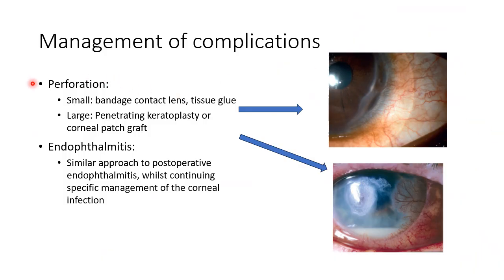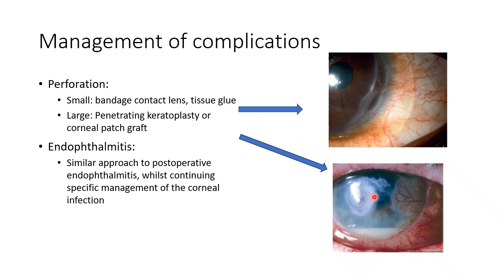So, how do you manage the complications? Say there is a perforation, a small perforation somewhere in the corneal periphery, it can be managed by a bandage contact lens. So this is what the bandage contact lens is, a transparent soft contact lens that sits on the top of the cornea and acts like a bandage and helps to prevent perforation.